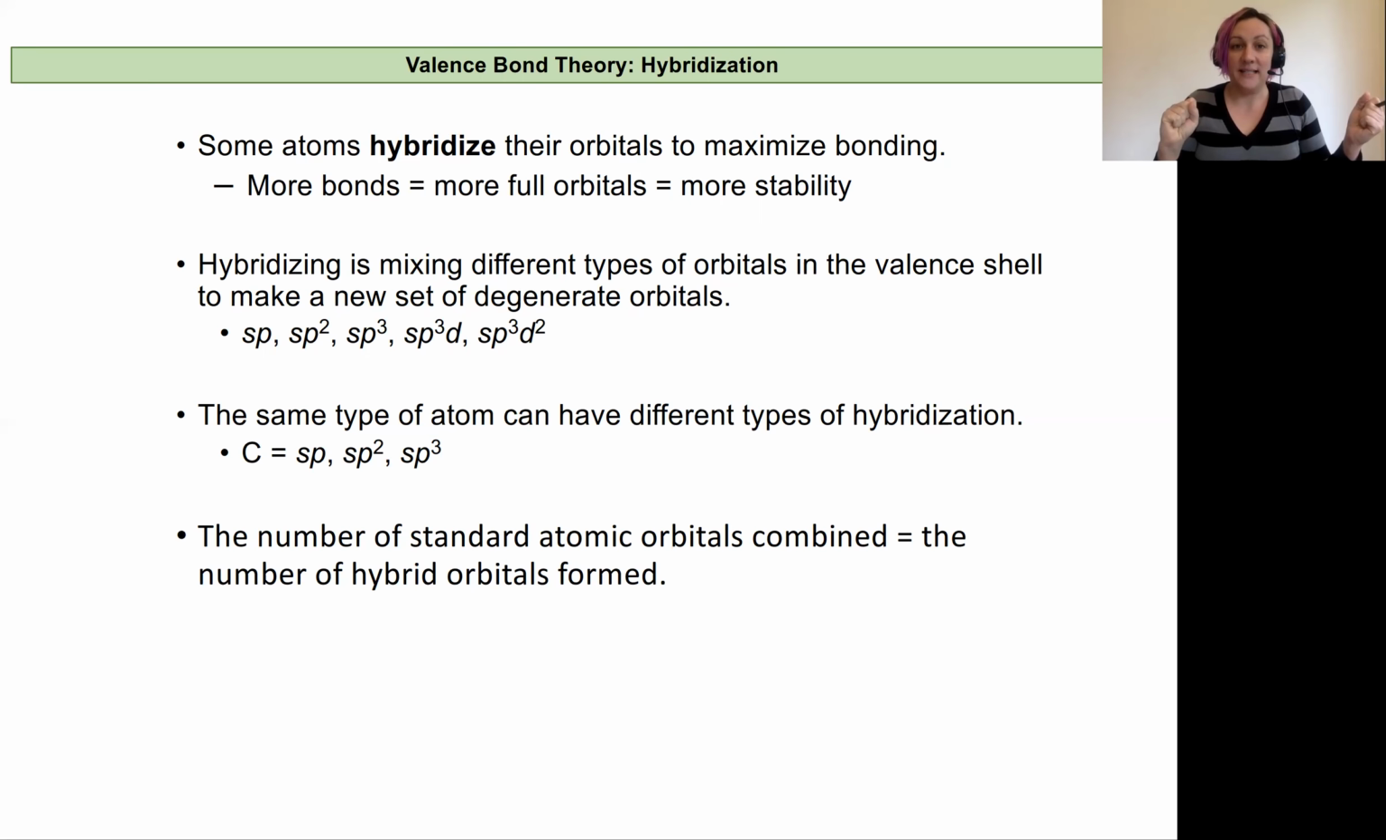So hybridizing is going to be the mixing of different types of orbitals in the valence shell. So we're just looking at the valence shell. We're not pulling in anything from the core electrons. They're all paired up, hopefully, to make a new set of orbitals, and they're degenerate. And remember, that word really just means that they are at the same energy level.